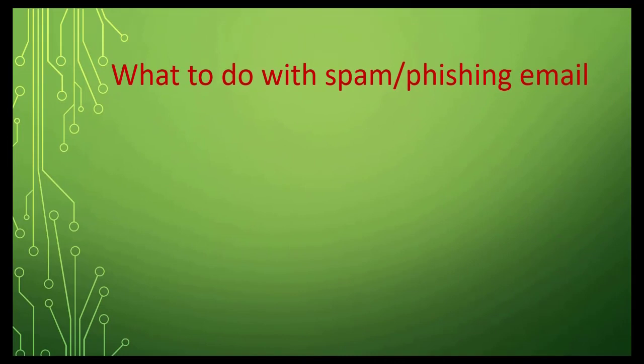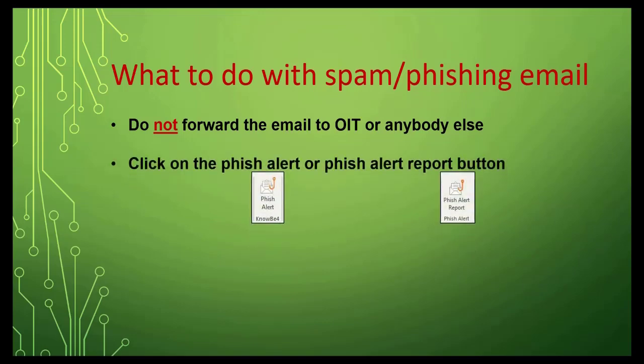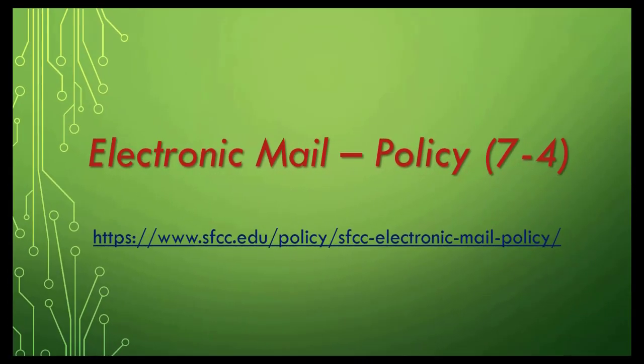What should you do if you suspect that you received a spam or phishing email? First, do not forward the email to OIT or anybody else. Click on the Fish Alert or Fish Alert Report button in your email. You don't need to do anything else. If you're not sure what to do, please call OIT at 505-428-1222. Email policy. Please make yourself familiar with the electronic mail policy 7-4 on the SFCC website.